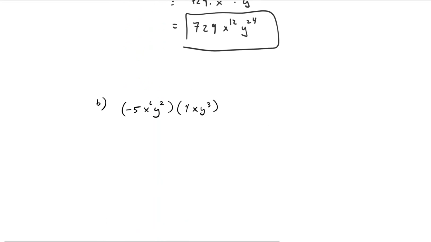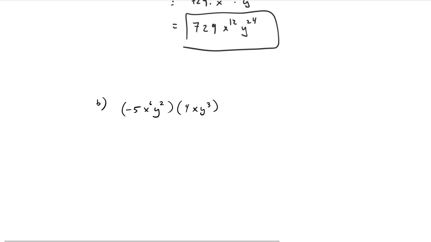Let's do B. B is, there are 2 quantities that are multiplied together. The first one, inside of the first set of parentheses, we have -5, x to the 6th, y to the 2nd. And the second parenthesis, we have 4 times x times y to the 3rd.